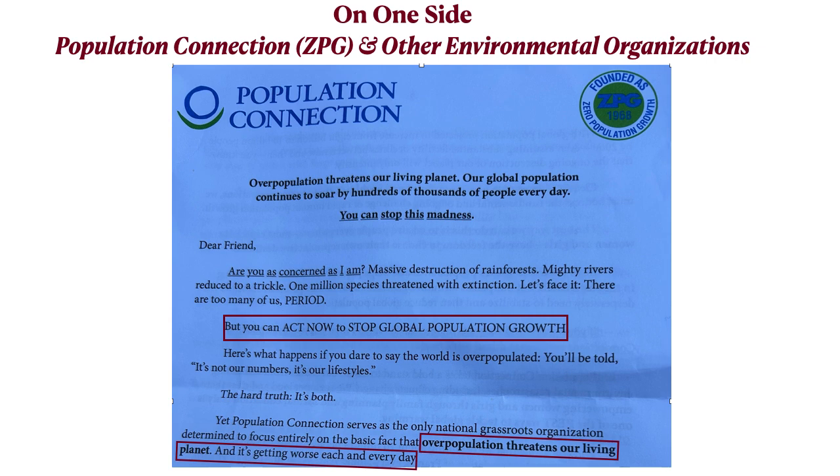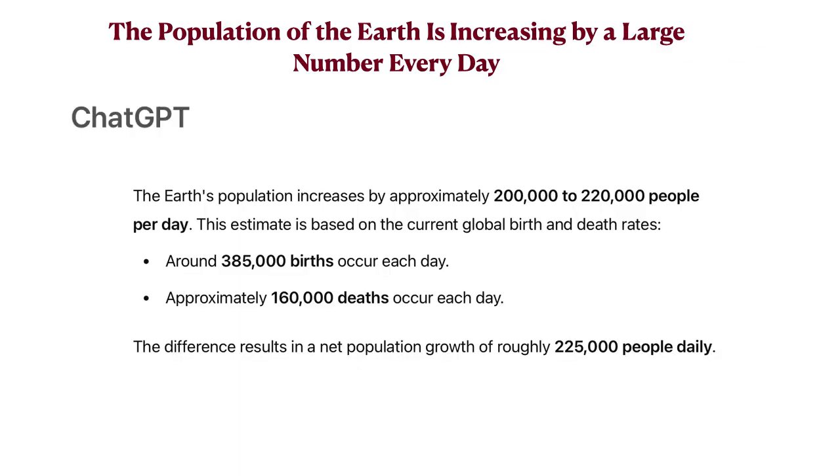You can stop this madness, the madness being overpopulation threatening our living planet. And you can act now. And basically what they want is they're soliciting funds to help invest in programs to reduce the birth rate. Now, what are the facts of the matter? Well, it is true that the global population is increasing by a large number every day.